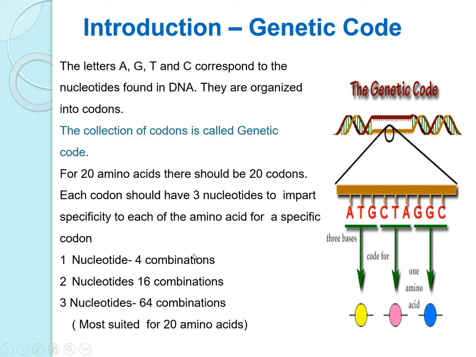If we decide on one nucleotide for a codon, only 4 combinations are possible. If 2 nucleotides, there are 16 combinations. If 3 nucleotides for a codon, 64 combinations are present. This is the most suited for 20 amino acids.